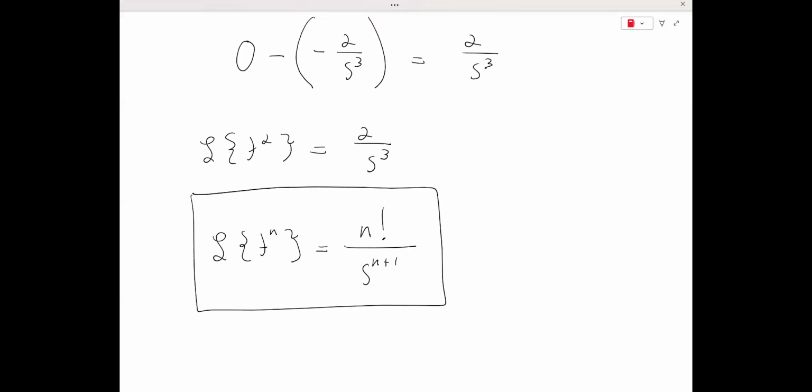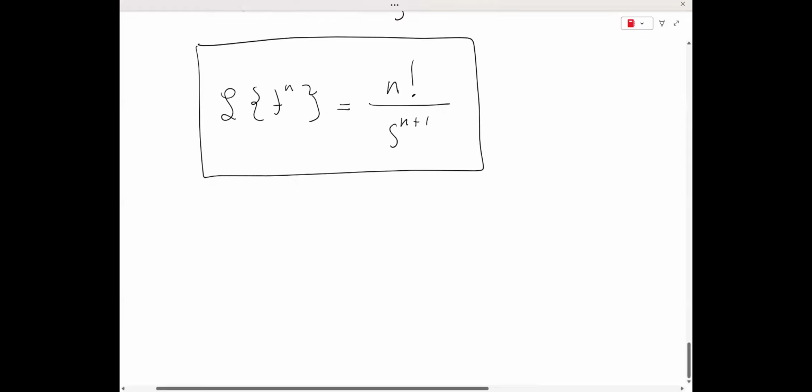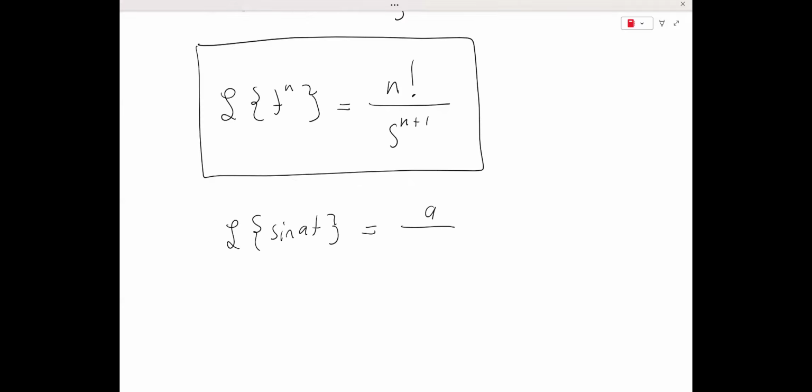Now we're getting away from the definition a little bit. A couple others here, I won't go through them, but another one is the Laplace transform of sine of at, which comes out to be a over s squared plus a squared.